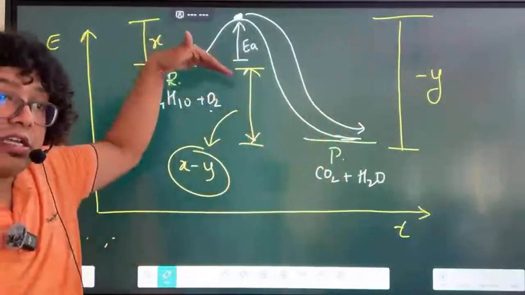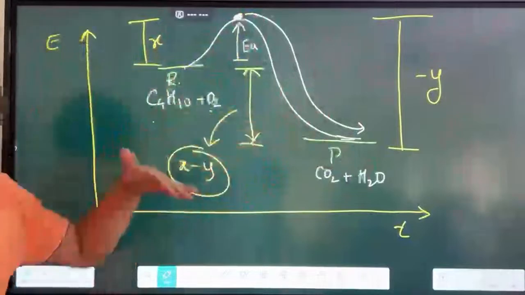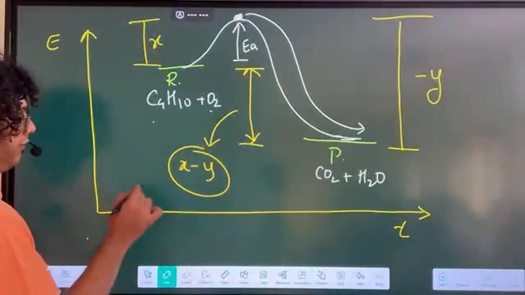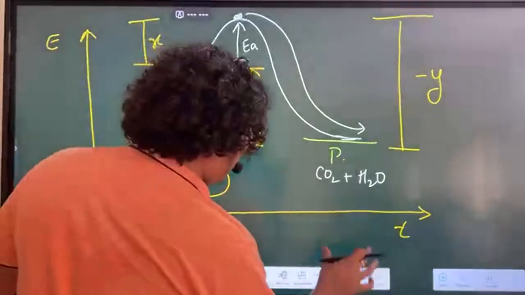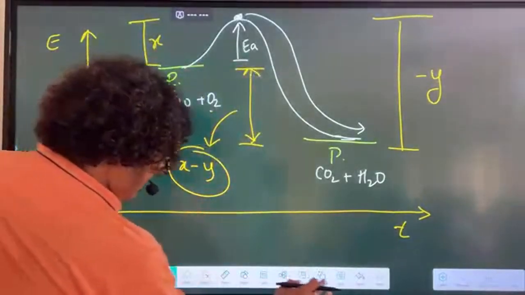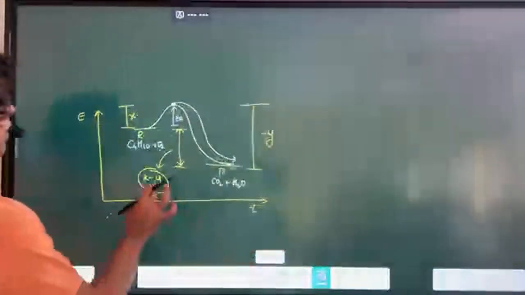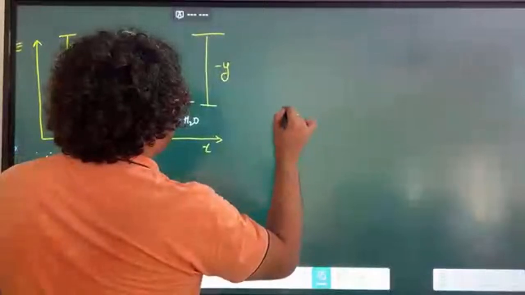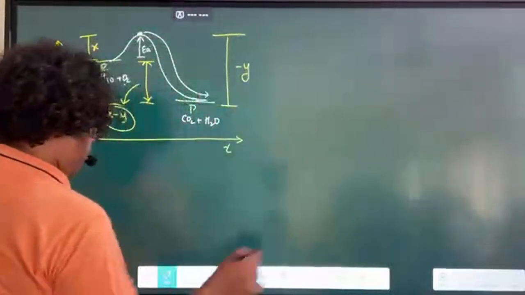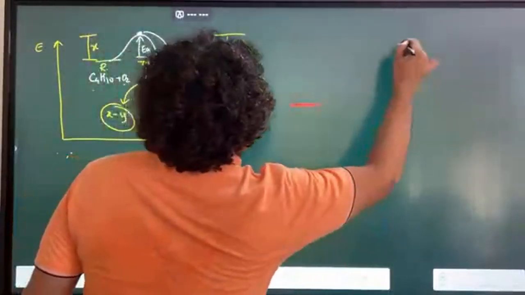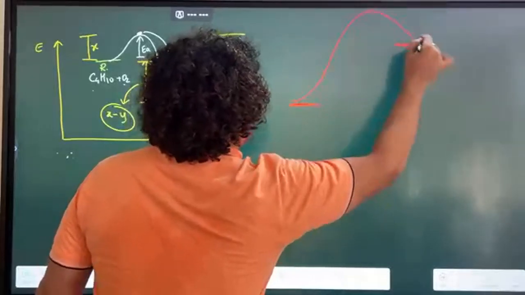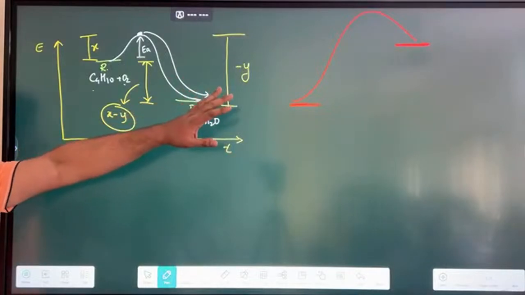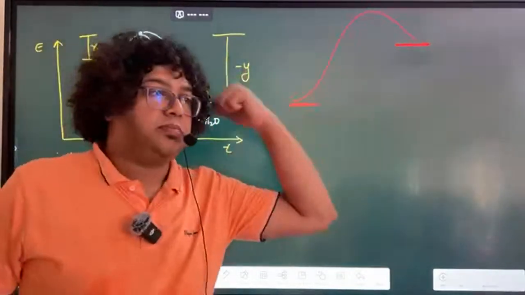If the reactant is stable and the product is unstable, can you imagine the second graph where the reactant is stable and the product is unstable? This is an endothermic reaction. So I hope these basics are clear.